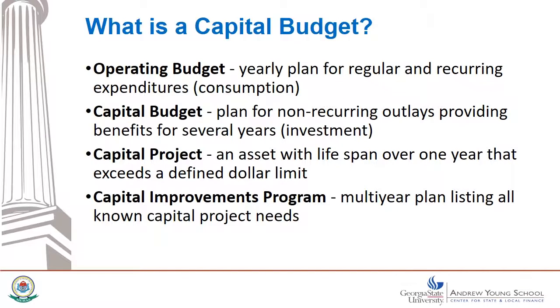In contrast, a capital budget is an investment-oriented budget process. The focus here is on non-recurring outlays that provide benefits for several years. Capital budgets focus on individual capital projects which exceed a dollar hurdle amount, such as anything over $10,000. Each capital project produces a capital asset that has a useful life or lifespan of over 1 year. For example, a new lab testing machine may cost a lot of money, but last for many years.